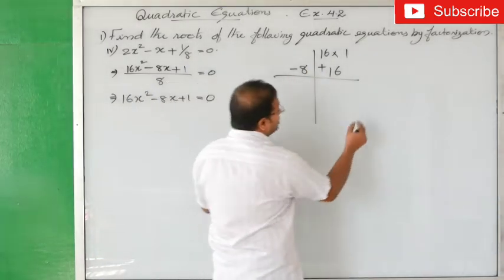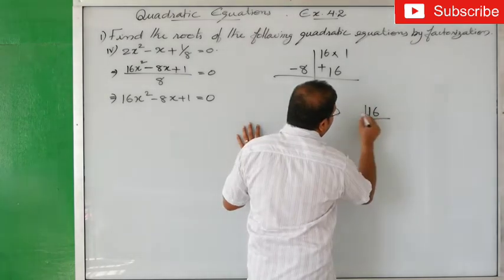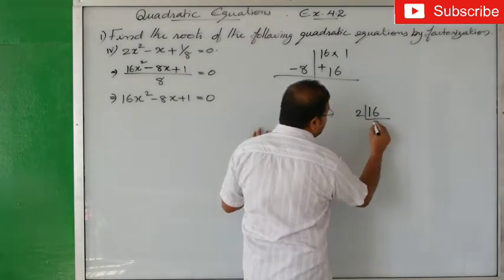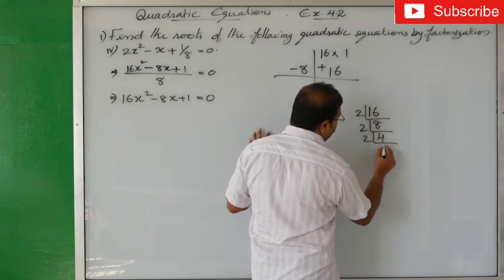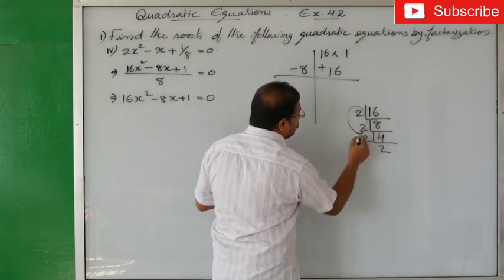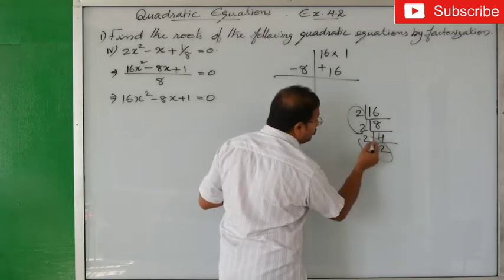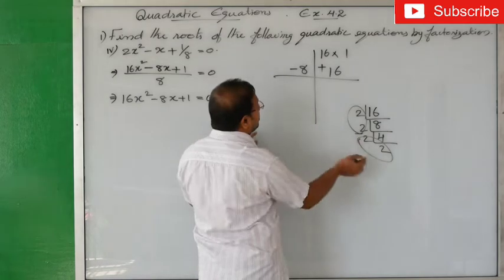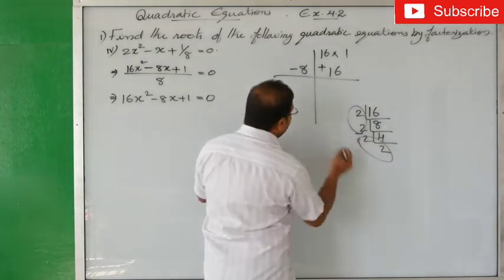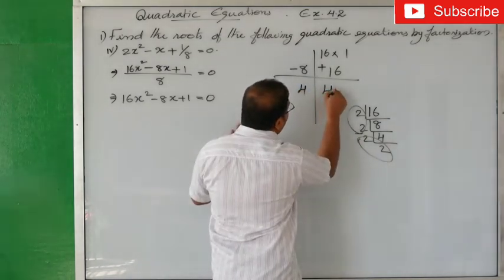Now we will factorize 16. By 2, 8 2s are 16. Again by 2, 4 2s are 8. By 2, 2 2s are 4. Now see, 2 into 2, 4. 2 into 2, 4. 4 fours are 16. 4 plus 4, 8. So, we got it now. The numbers are 4 and 4.